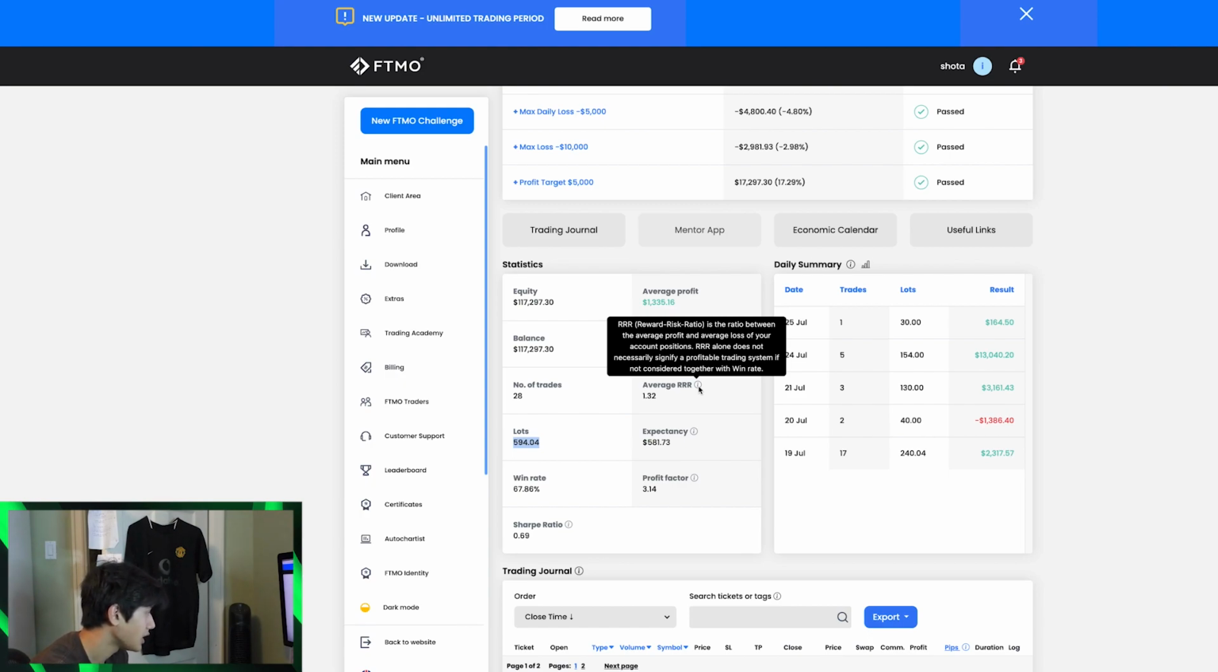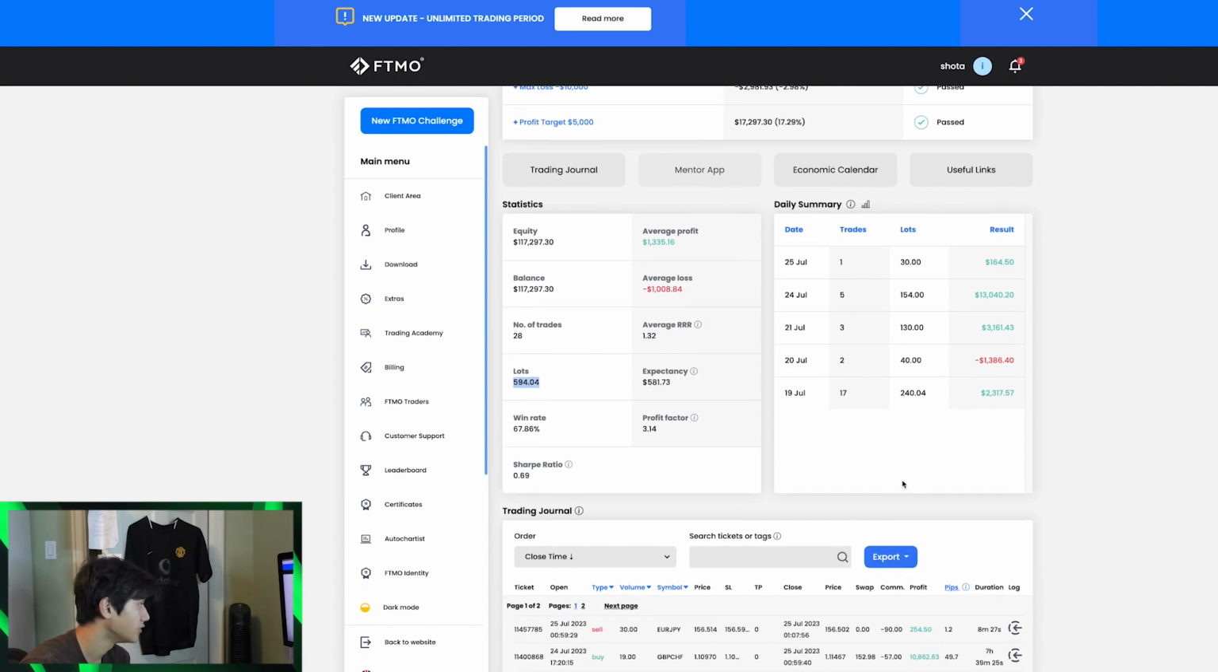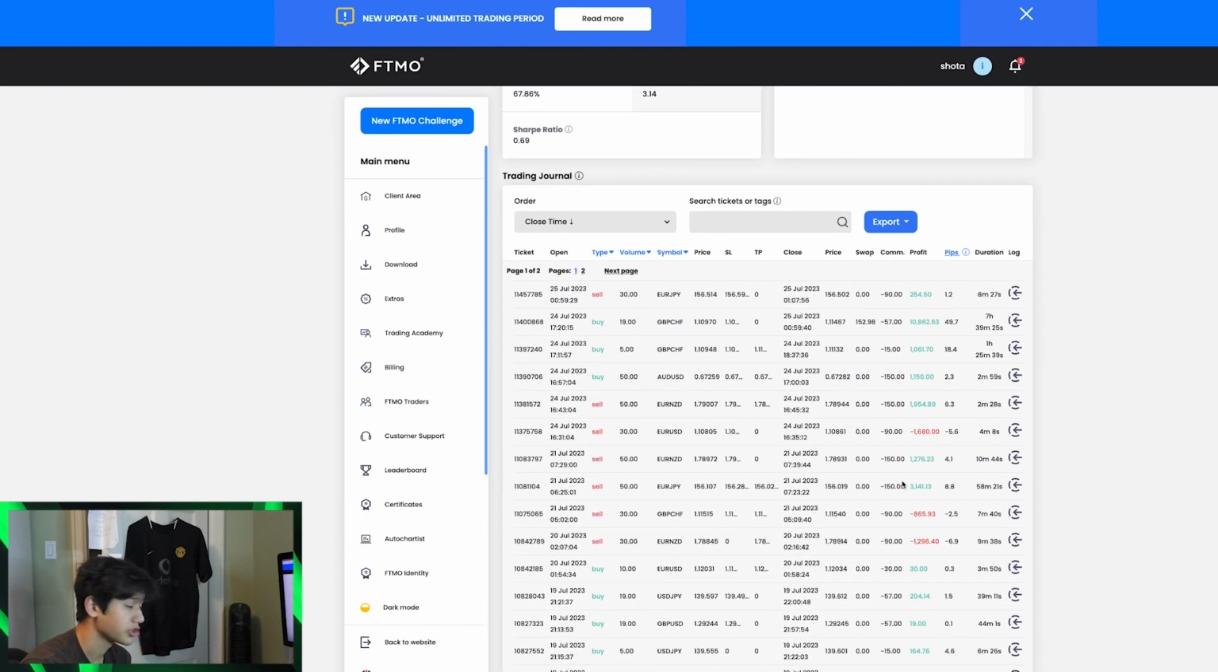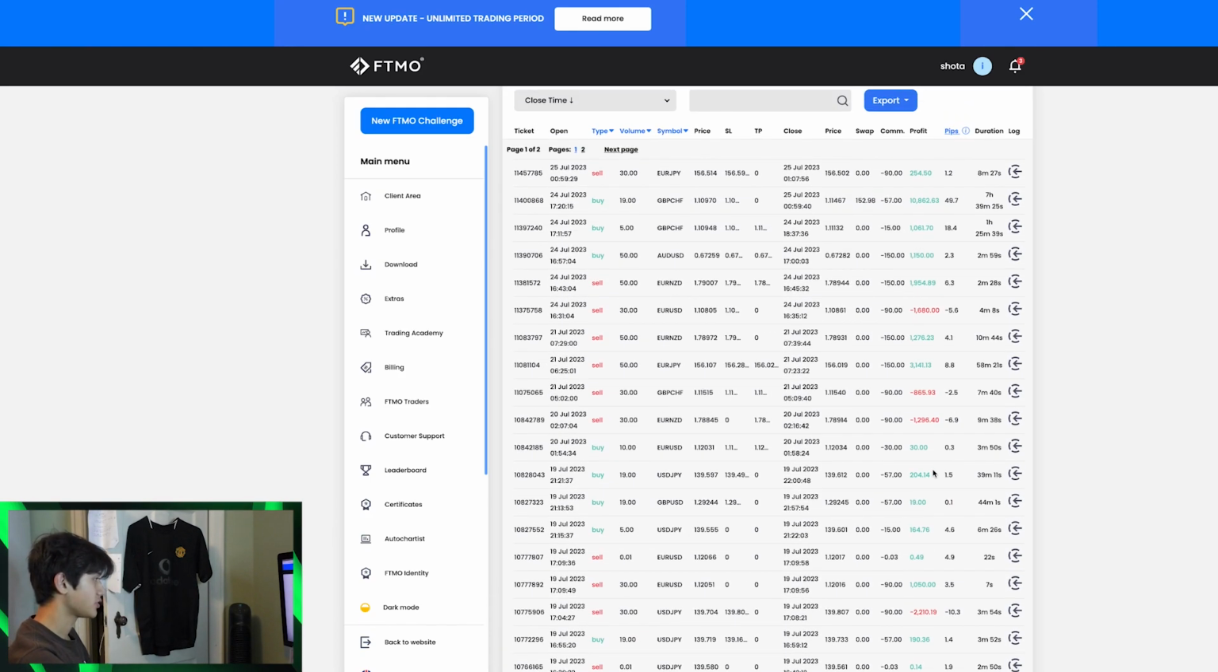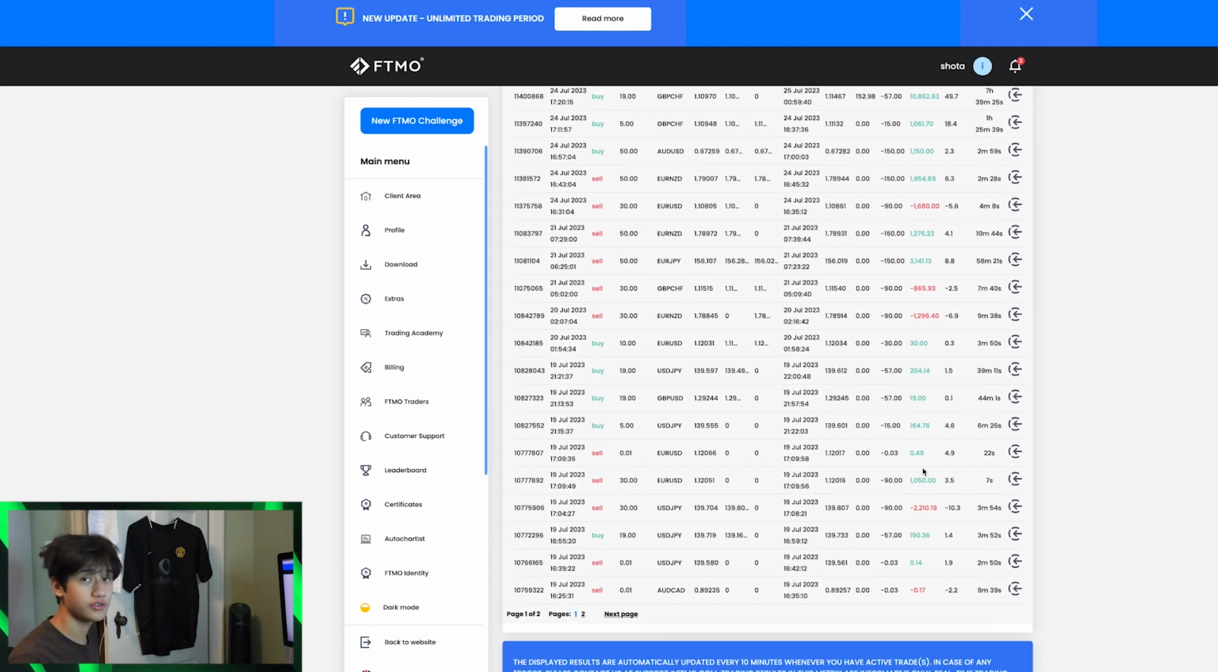Number of trades: 28. Lots: 594. Remember, one lot is 100,000 units, so that's technically 594 million units of foreign exchange currency being traded. Now, if we take a look at the specific trading journal that they have, it doesn't allow you to go in and edit it and type in what strategy you're using in specific trades or what you're thinking during it, which is good if you're going back to analyze it.